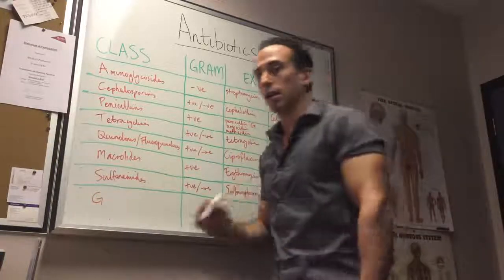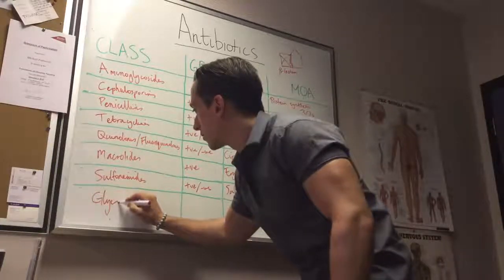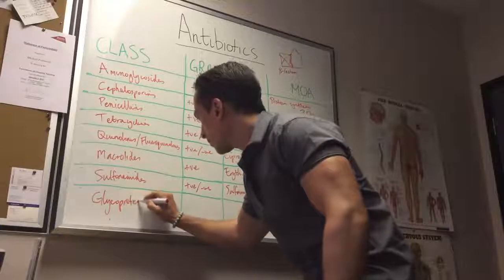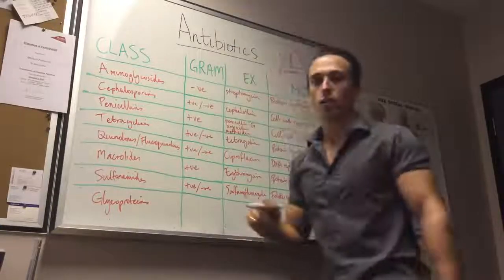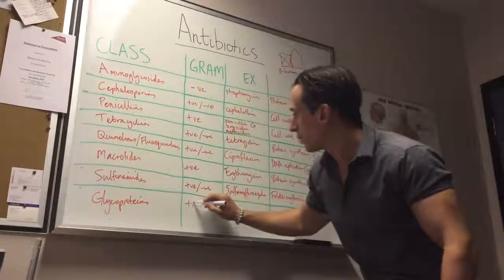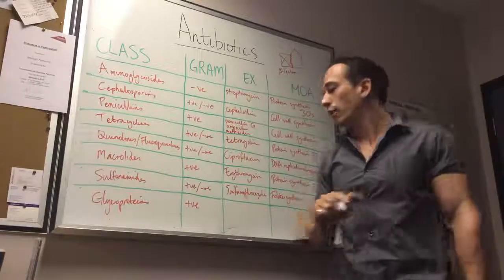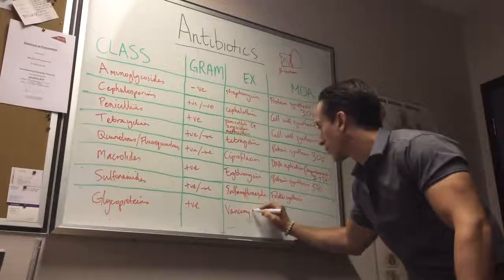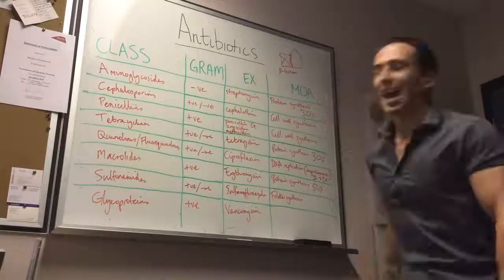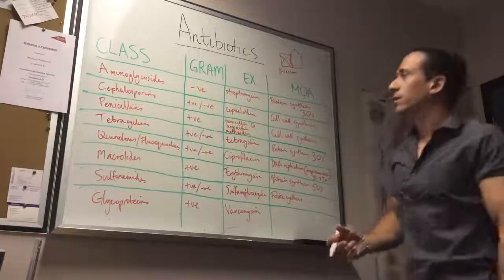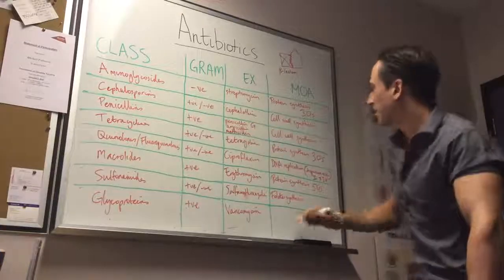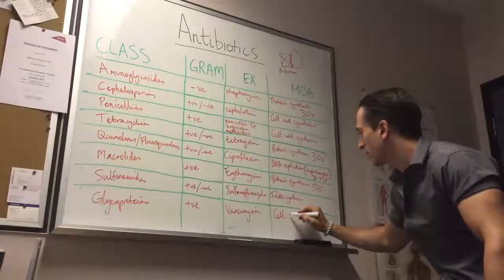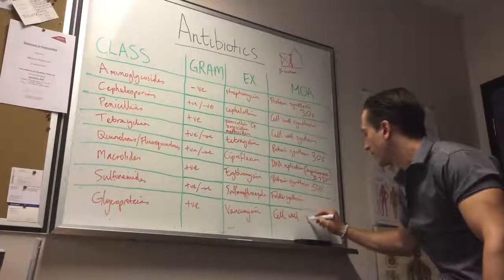It starts with G. This is our glycoproteins. The glycoproteins predominantly affect gram-positive bacteria, and an example is vancomycin. The way that they work is very similar to the penicillins: inhibition of cell wall synthesis.